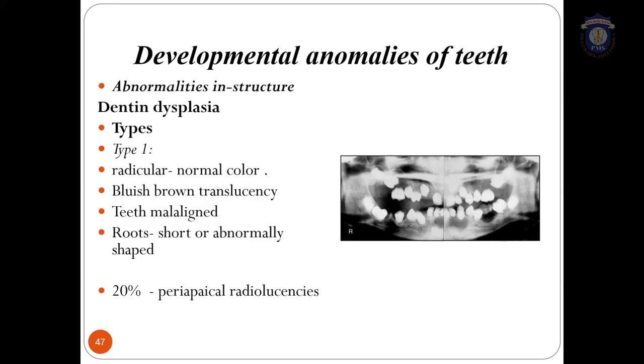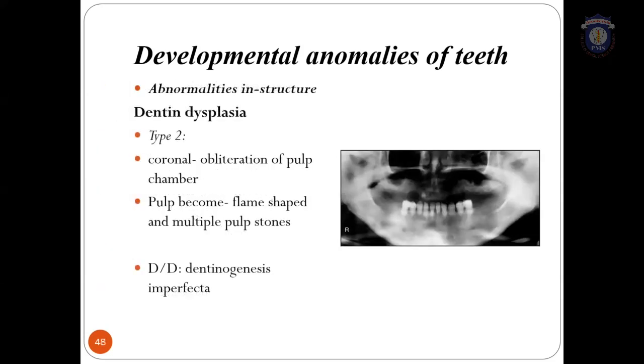Dentine dysplasia is the next abnormality in structure. Type 1 is the radicular type, that is, teeth are normal in color. A bluish brown translucency is there in teeth. The teeth will be malaligned. The roots will be short or abnormally shaped. Type 2 is the coronal type. There will be obliteration of the pulp chamber. The pulp will become flame shaped and multiple pulp stones will be there.